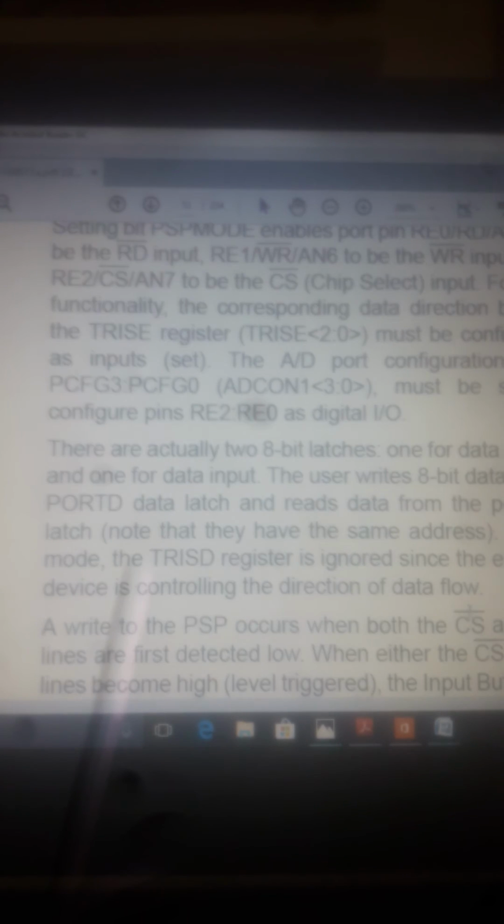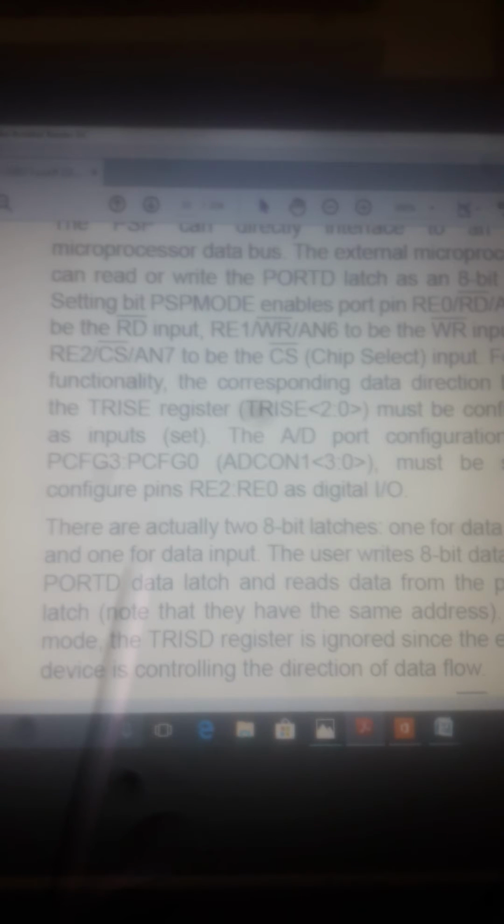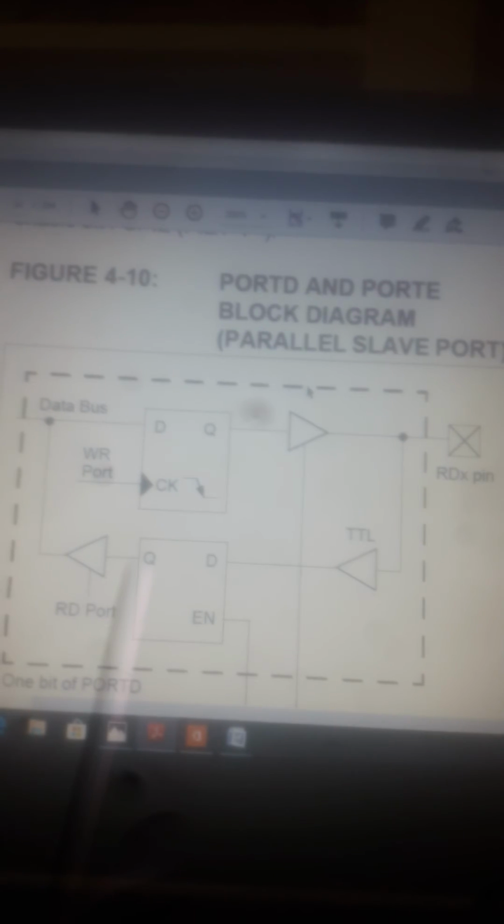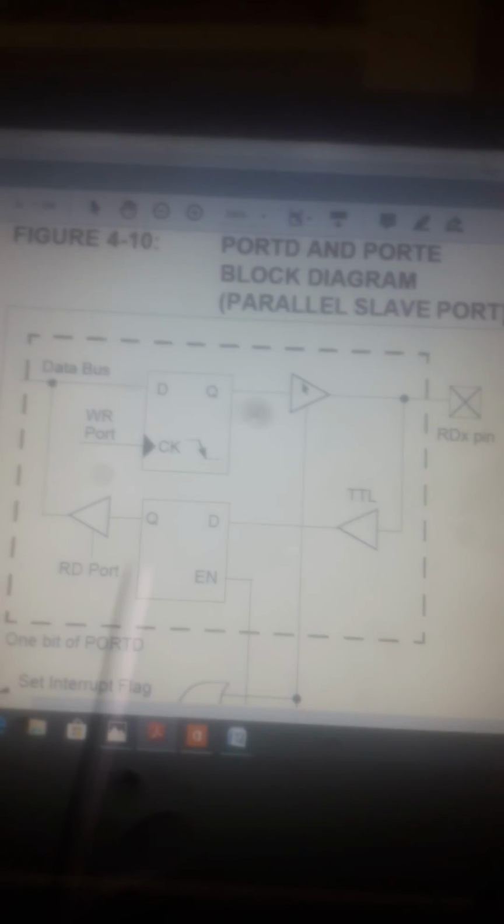We will see the block diagram of the parallel slave port. Port D and port E, block diagram of parallel slave port. So the I/O pin is there, the RDx pin is there. Okay, it is connected to a TTL buffer and it goes to the D latch.